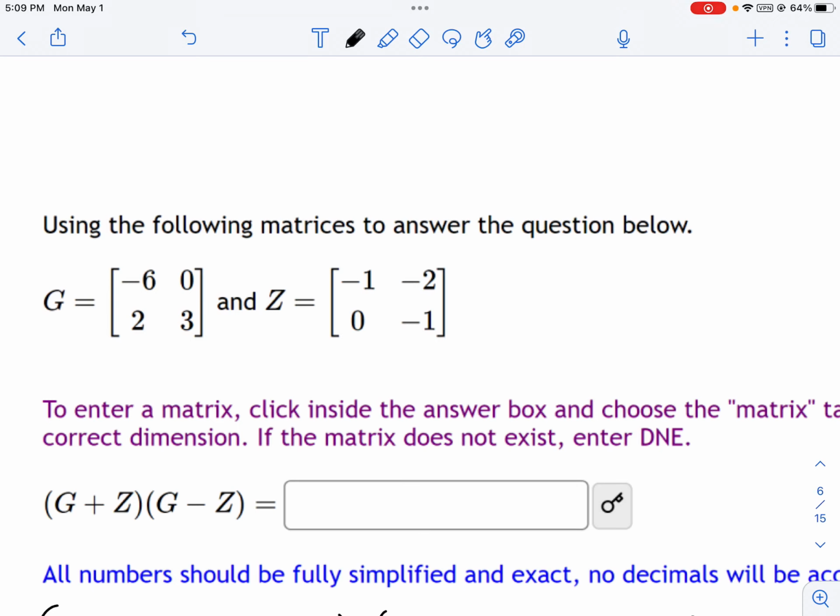Well, first off, when you are adding or subtracting matrices, they gotta be the exact same dimensions. So we have 2 rows, 2 columns, 2 rows, 2 columns, right? They are the same. Perfect. That means we can do the sum and difference, the addition and subtraction, no issues.